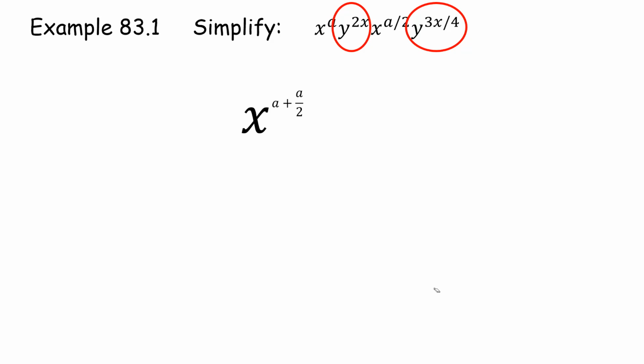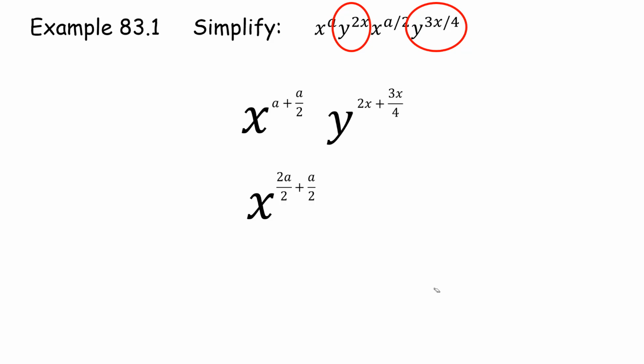And those have the same base, y. So you can add the exponents, y to the 2x plus 3x over 4. Now all you can do is get a common denominator. So you can add a plus a over 2. That's going to get a common denominator of 2.